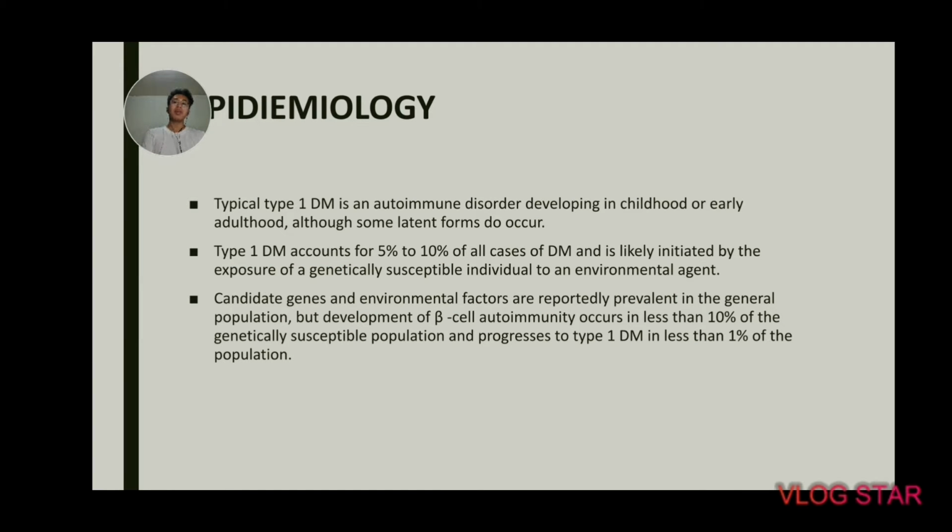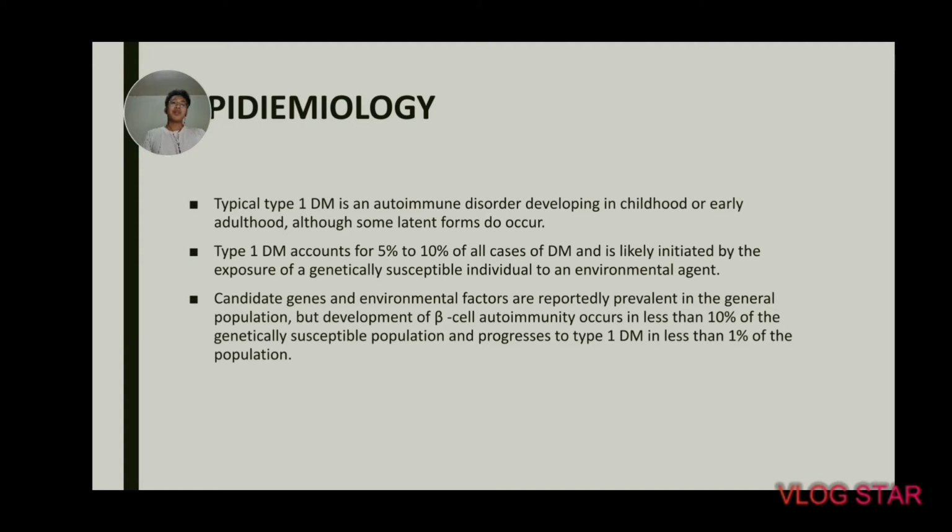Typically, type 1 diabetes is an autoimmune disorder developing in childhood or early adulthood, although some latent forms do occur. Type 1 diabetes accounts for 5% to 10% of all cases of diabetes and is likely initiated by the exposure of genetically susceptible individuals to an environmental agent. So there is a trigger factor.